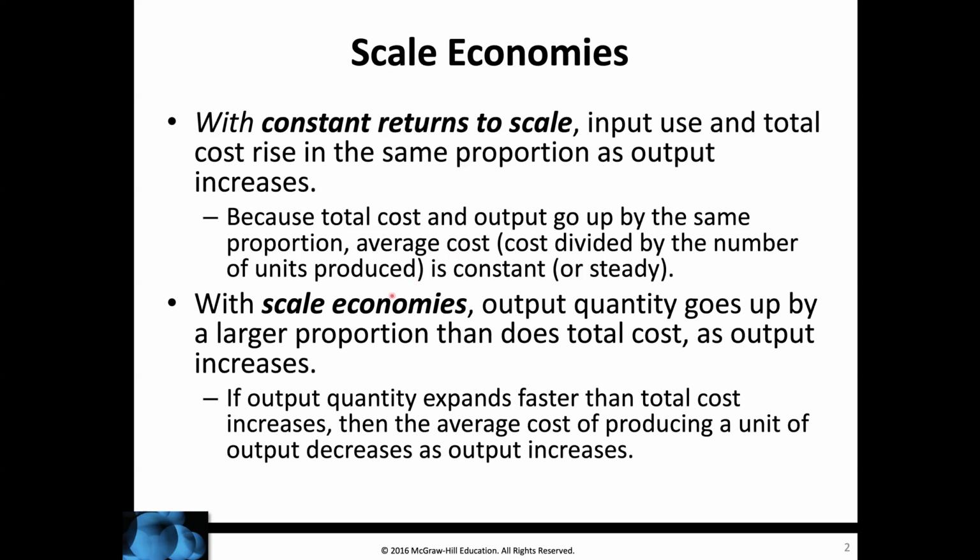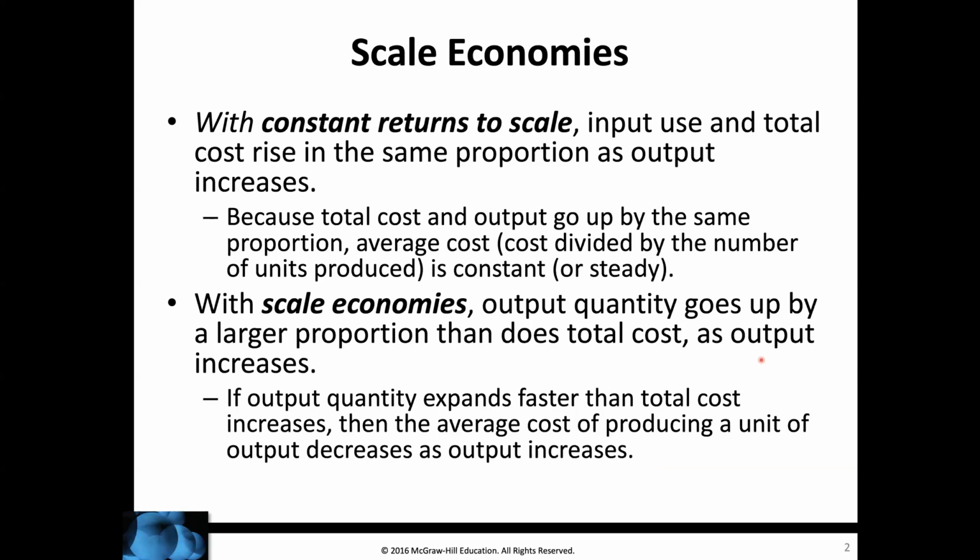In the real world, we typically will see what we call scale economies, or you may have heard it, economies of scale. With scale economies, output quantity goes up by a larger proportion than does total cost as output increases. So if output quantity expands faster than total cost increases, the average cost of producing a unit of output decreases as output increases. What we're saying here is, as we increase the amount of this product that we're producing, the total costs are not going up as quickly as our output.